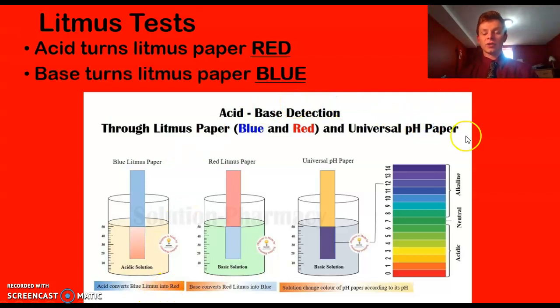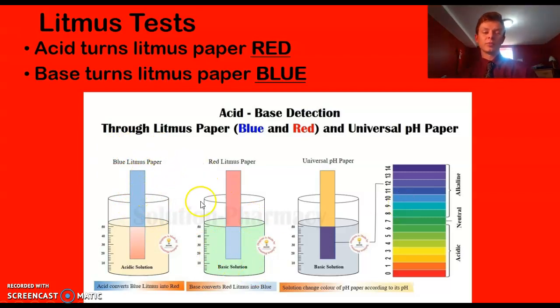And you'll see I included the little trick that Miss Miller teaches you guys. She taught me, and it's still stuck with me for all this time. But base turns litmus paper blue. So as you can see, your red litmus paper would become blue. If you were to stick the blue litmus paper in a basic solution, it would not change colors.